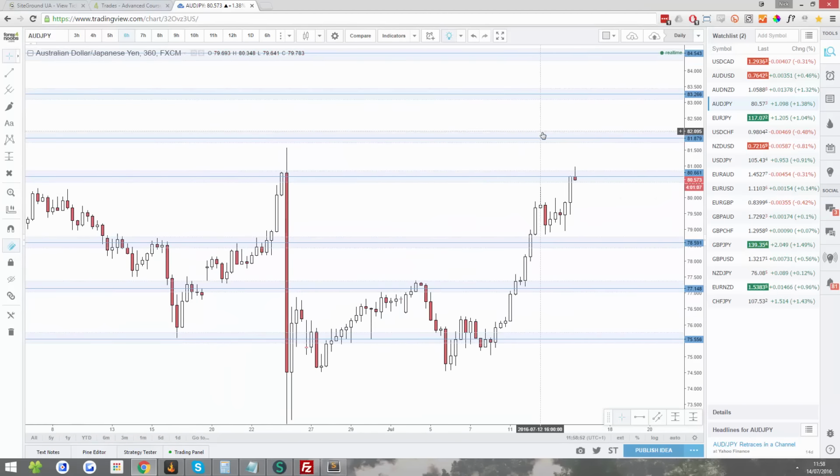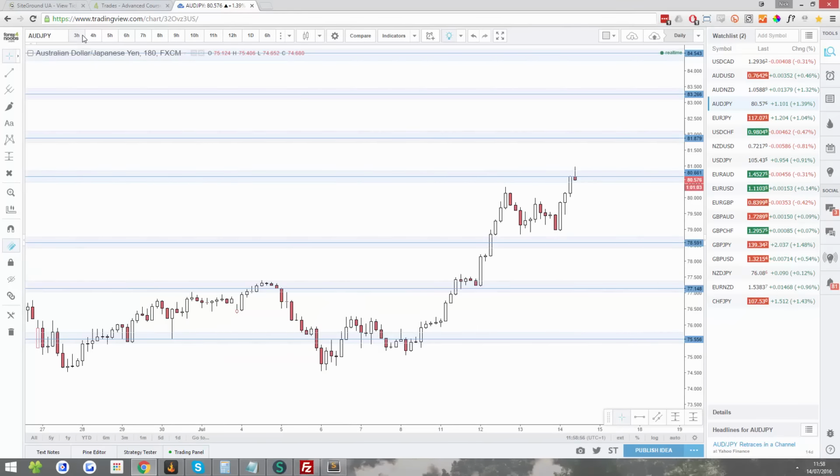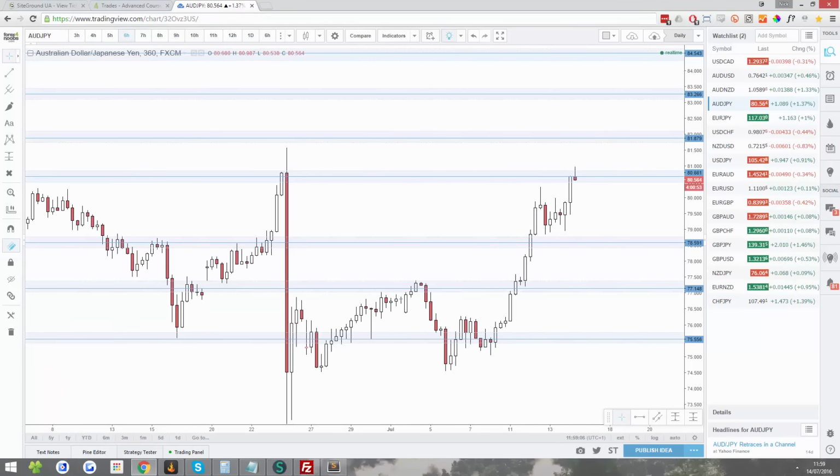This actually looks pretty good right now. 4 hour, 3 hour, an hour until it closes on the 3 hour chart. I'm going to be keeping a very close eye on this. This is actually looking pretty good. Basically what we've got here is indecision forming on an area of resistance. So price is stalling on top of that area of resistance. It's a very strong area of resistance.